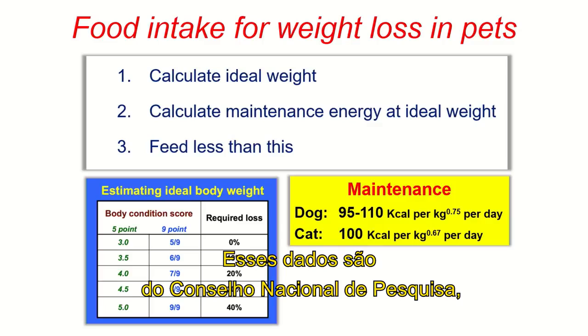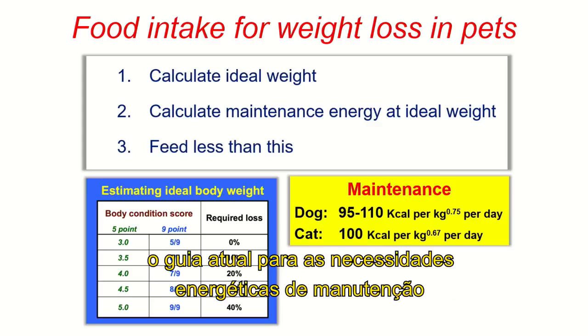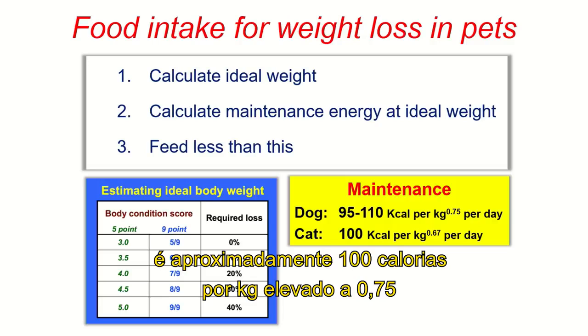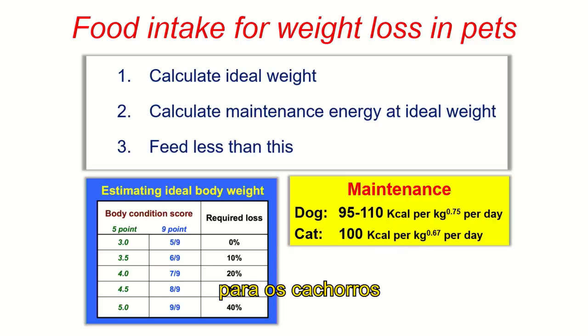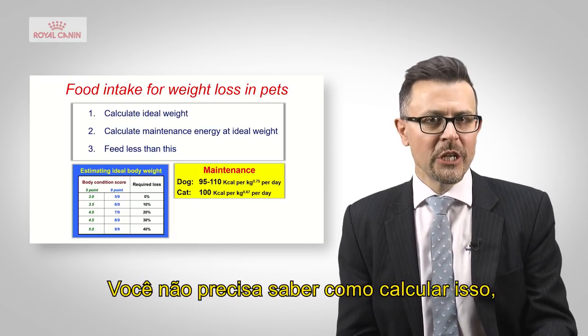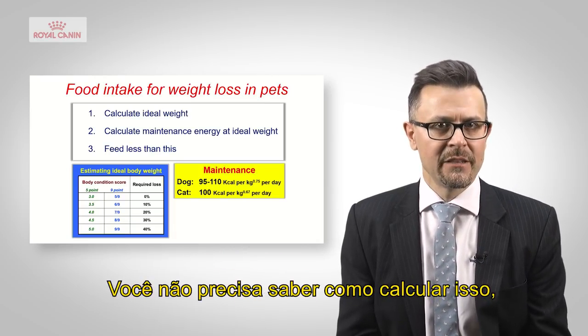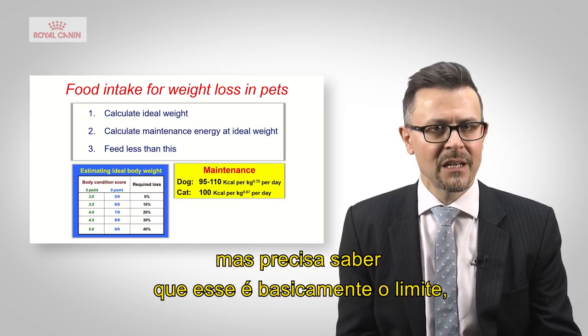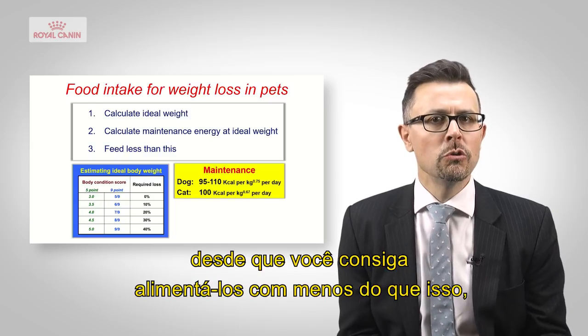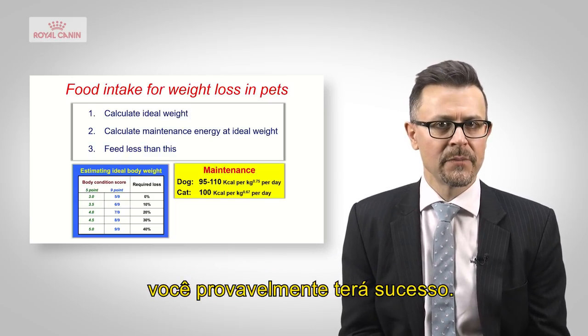So these are from the National Research Council, the current guidance for maintenance energy requirements in pet dogs and cats. As you can see, it's about 100 calories per kilogram to the 0.75 for dogs, 100 calories per kilogram to the 0.67 for cats. You don't actually need to know and calculate these, but you just need to know that is basically the barrier. As long as you can feed less than this, you should achieve success.